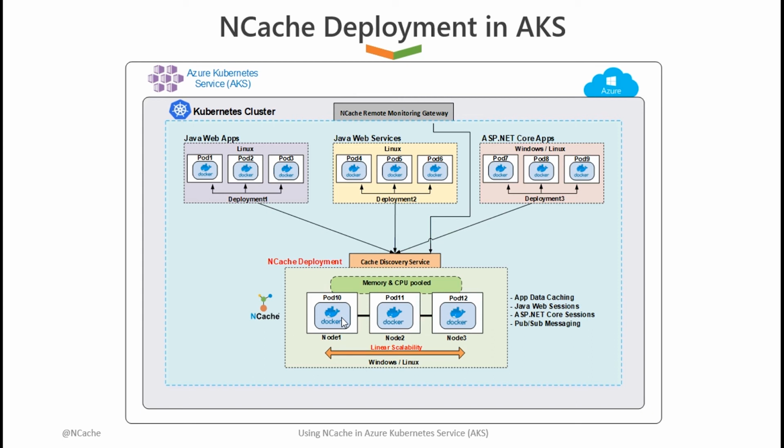I don't need to know about the IP address of pod 10, 11, and 12. Client application only connects to this discovery service, and that would in turn manage discovery and routing of these commands or these operations to underlying pods. I would show you step-by-step details on how to actually create this discovery service and remote monitoring gateway along with cache cluster and deployment of these client applications once we get to our hands-on portion. But for now, this is a typical deployment of NCache in AKS using a single Kubernetes cluster.